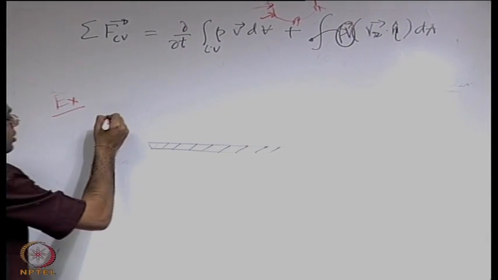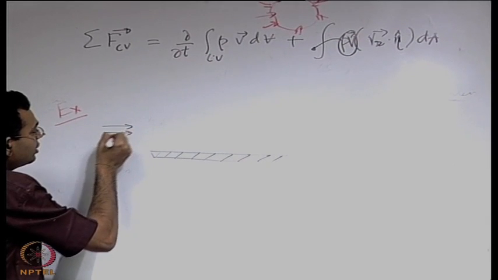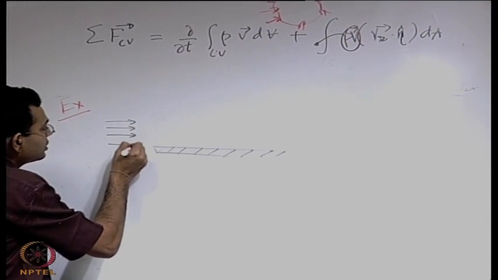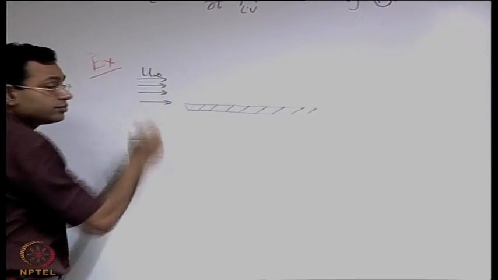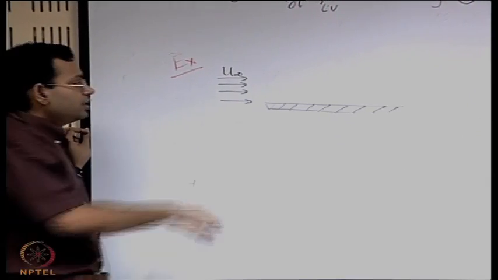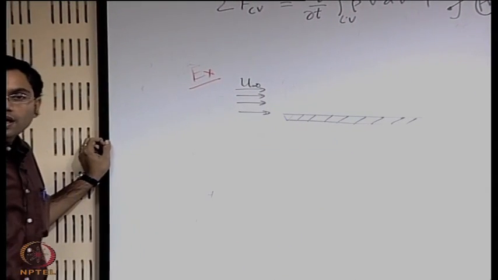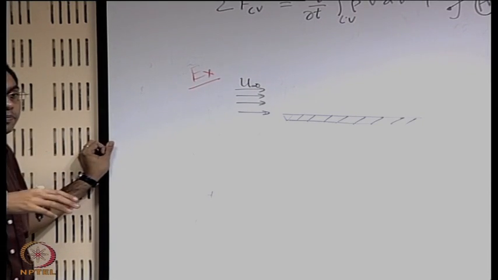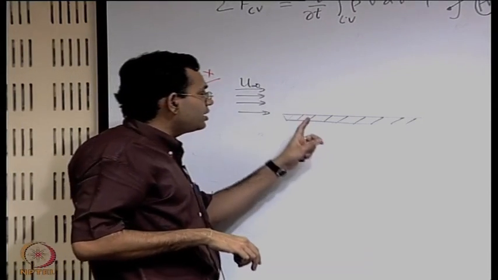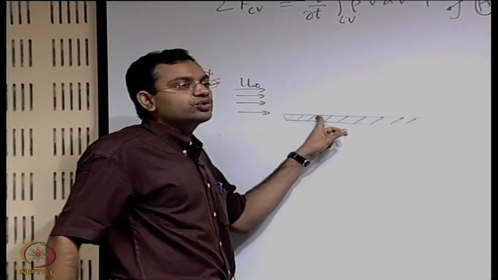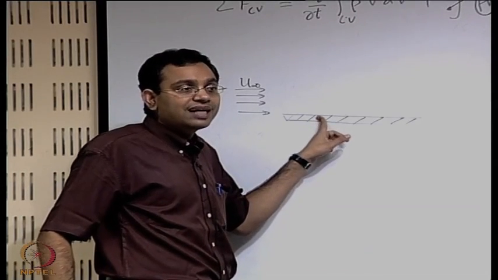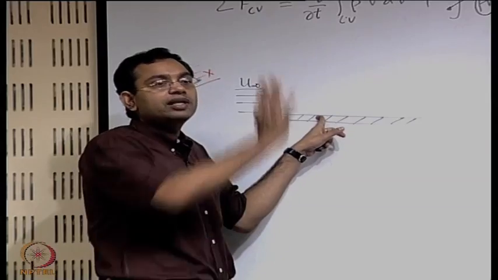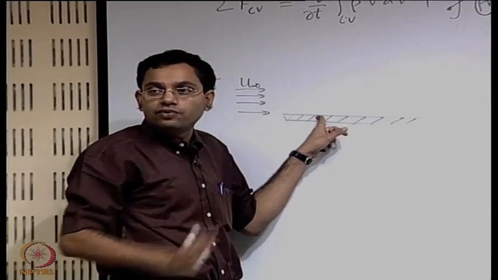fluid is coming from the free stream with a uniform velocity, say u infinity. This fluid is falling on the plate, and because of its viscous interactions, the first thing is the plate tries to slow down the fluid which is in contact with it, and that effect is propagated to the outer fluid through the viscosity of the fluid.